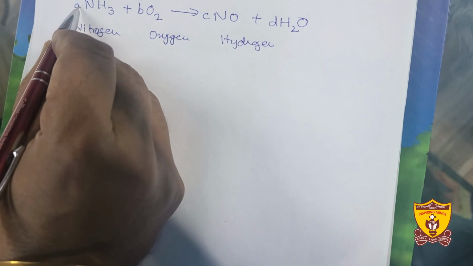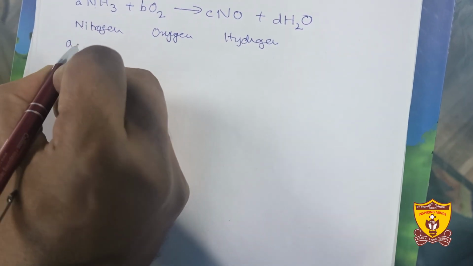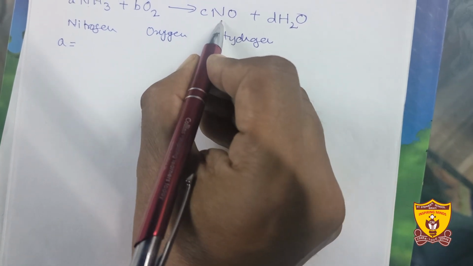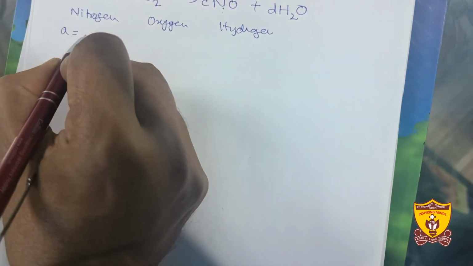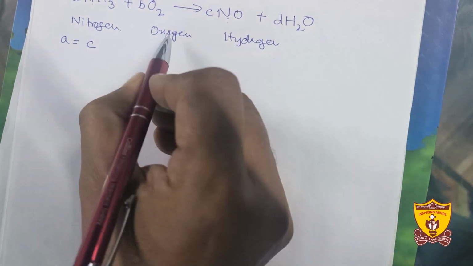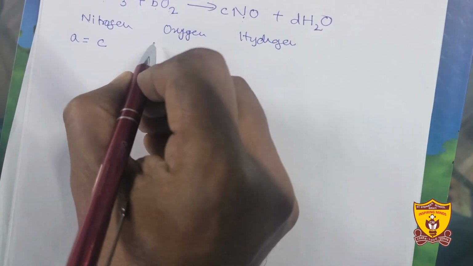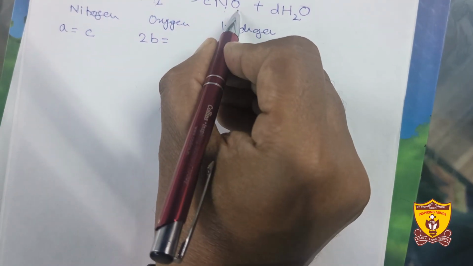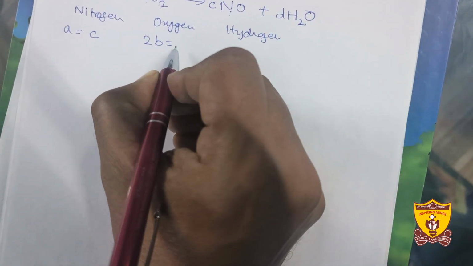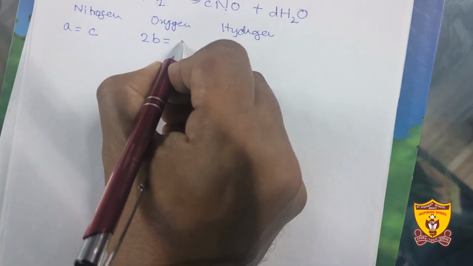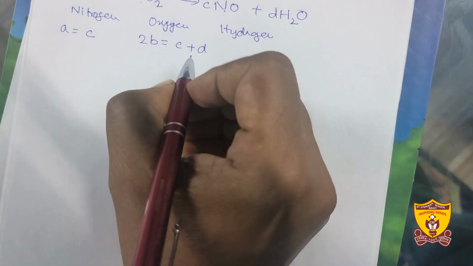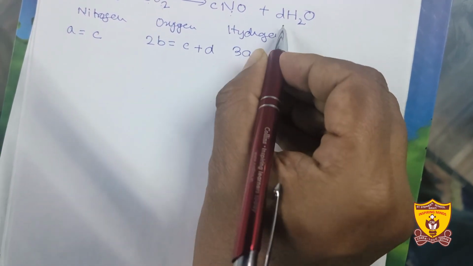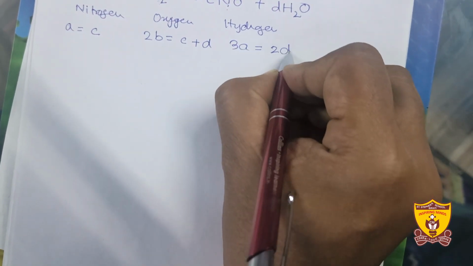So now nitrogen here is 1. So A will be equal to, on the right side here also N is 1. So A equal to C. Now before O2 is B. So 2B, on the right side oxygen is 1. So it will be 2B is equal to C plus D. And for hydrogen, left side is 3A. This will be equal to 2D.